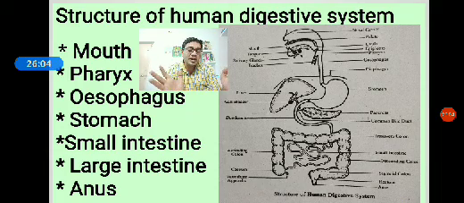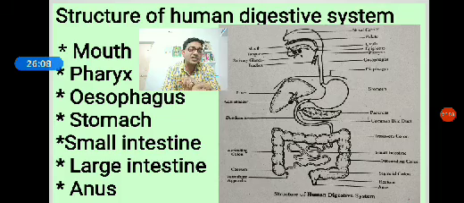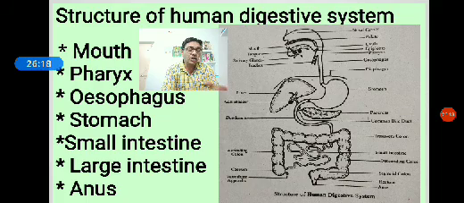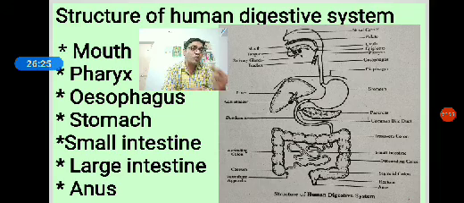The small intestine has three parts. The first part, which is connected to the stomach, is called the duodenum. Then the coiled part is called the jejunum, and the third part is called the ileum, which is connected to the large intestine. At the junction of the ileum and the large intestine, there is a connective valve called the ileocecal valve.